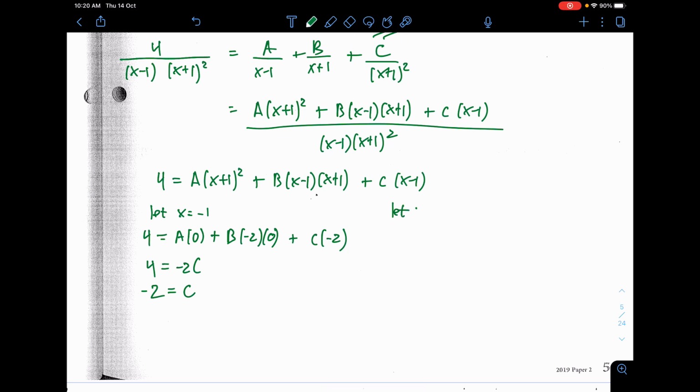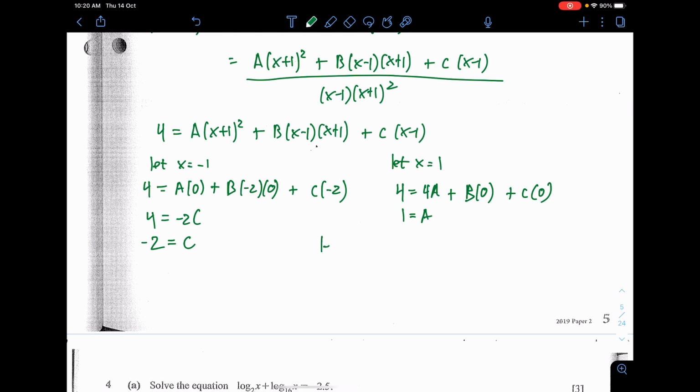Let x equals 1. I'll get 1 plus 1 times 1 plus 1 square times by A, which is 4A. Then again the B will multiply by 0, and the C will also multiply by 0, and therefore A is actually 1. And finally, I need to let one more value of x.